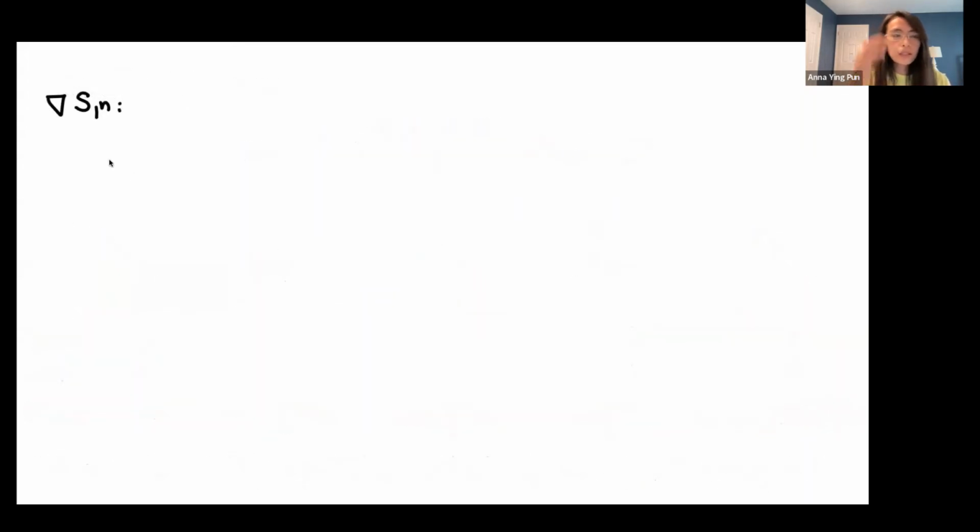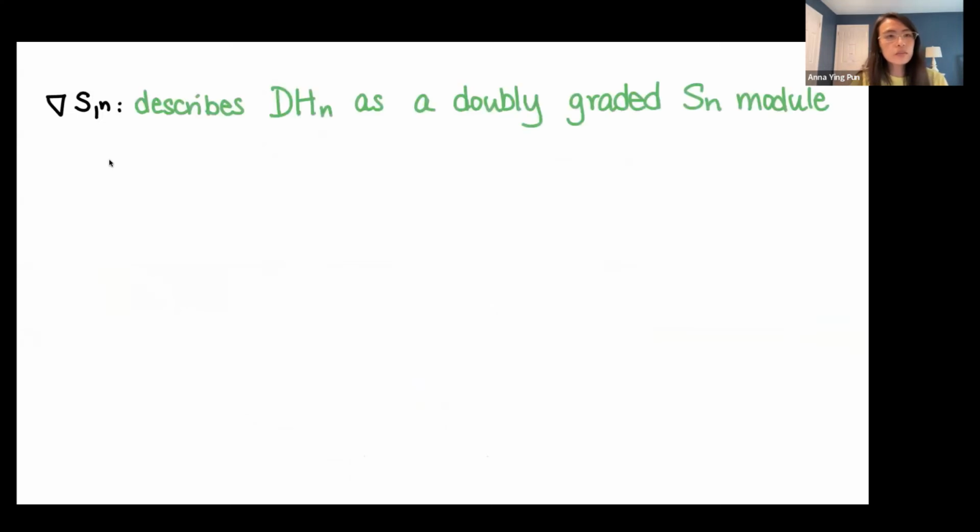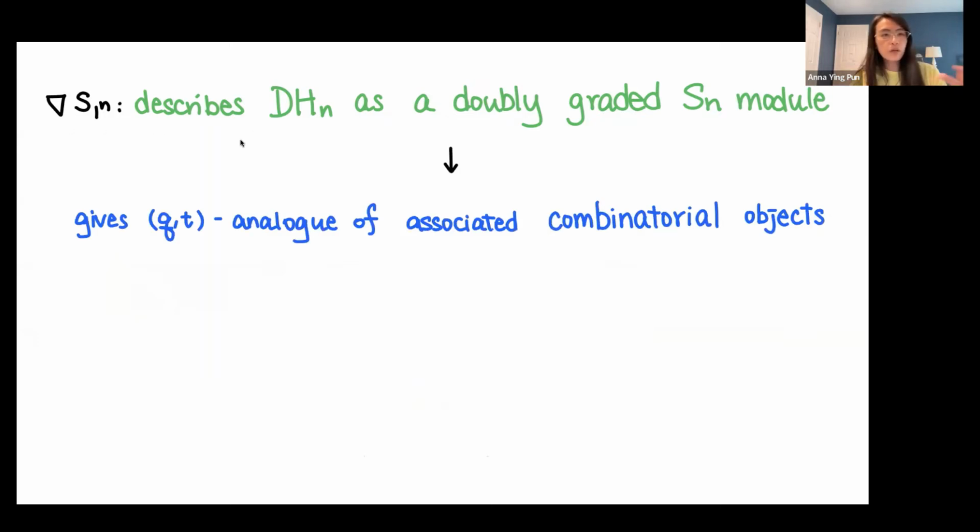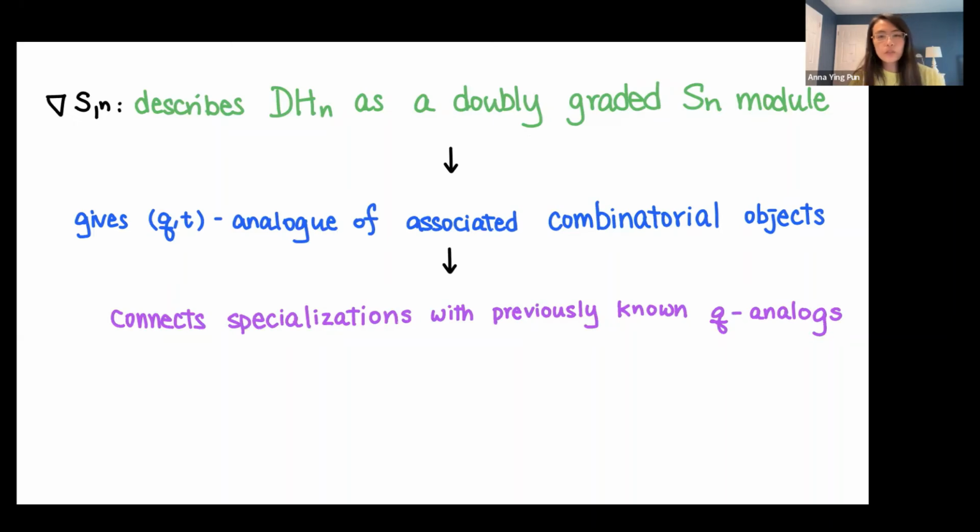So now let's look at our Nabla S1n. As I said, it describes the DHN as a doubly graded SN module. So you can think of this Nabla of SN as the image of the Frobenius map of this DHN module. And then it gives a QT analog of the associated combinatorial objects. It also connects specializations of some previously known Q analogs. So you can specialize your T, and then you can have more connections to that.